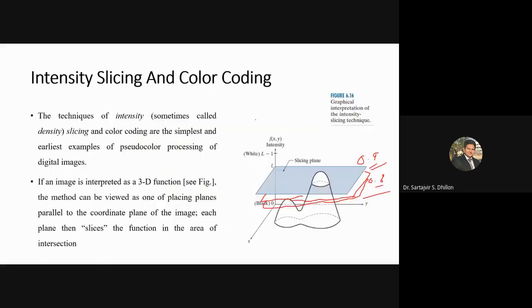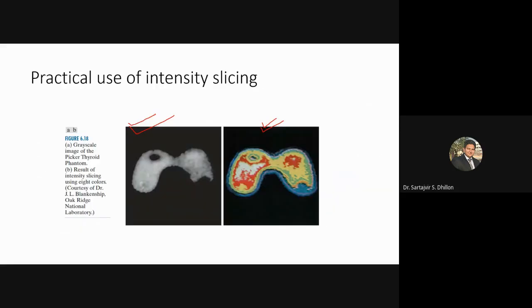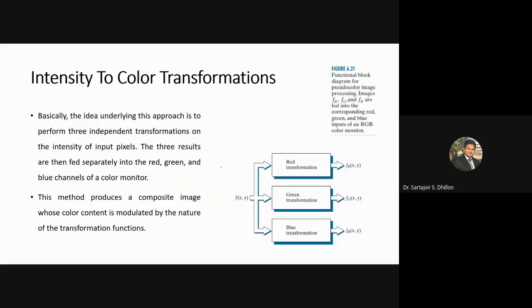And hopefully this concept is clear to you, intensity slicing and color coding. And you can definitely give different color codes to these different slices. So here you can see the figure which will explain the practical utility.